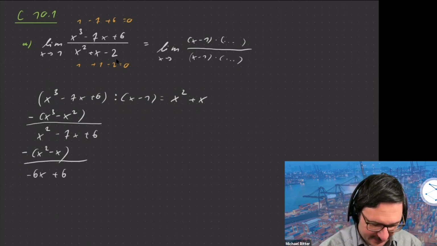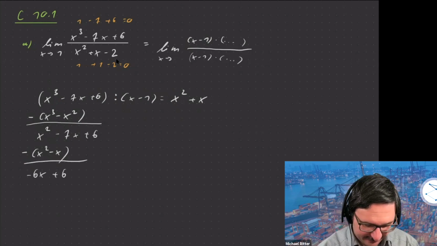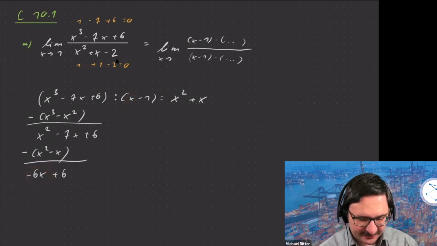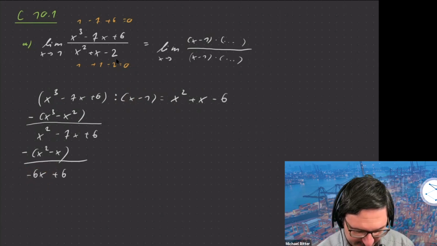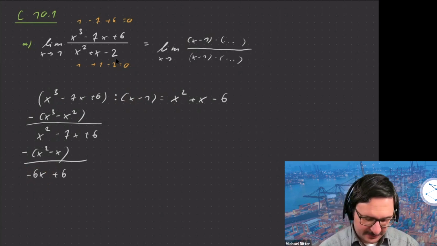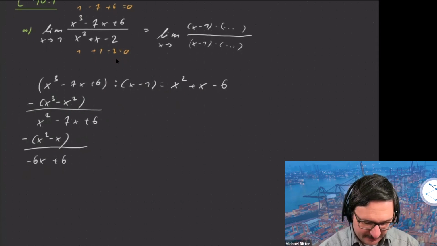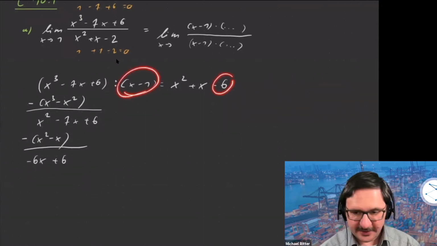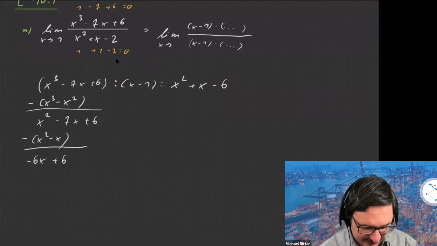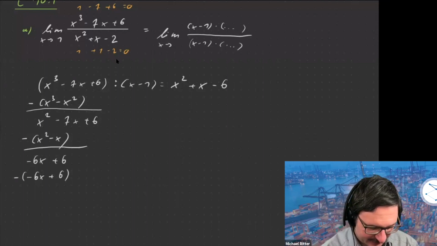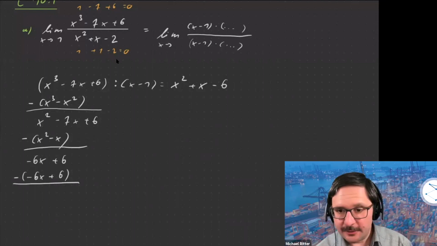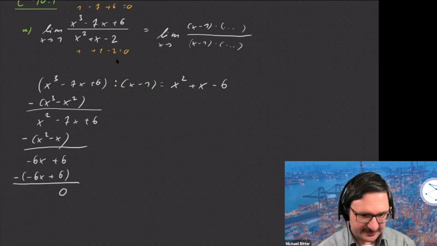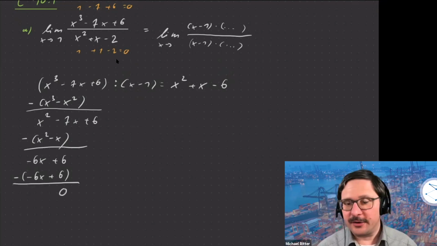And then final step. Again, I find a factor that multiplied by x yields minus 6x. And that factor is, of course, minus 6. So multiplying minus 6 with this factor, x minus 1, yields minus 6x plus 6. And again, I subtract that from the remaining polynomial, and that yields a result of 0. So I'm done with the polynomial division.